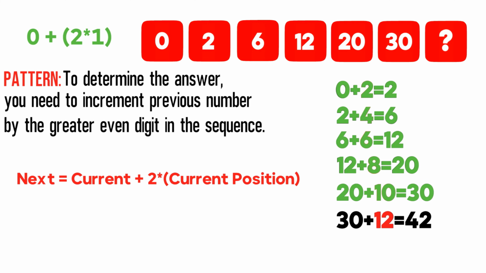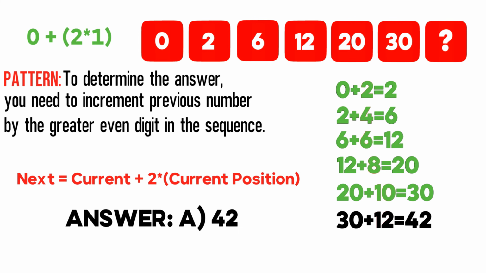And the number after that would be 12, and 30 plus 12 equals 42. The correct choice here is choice A, 42. Hopefully you've nailed this question and now know how to answer similar problems on the test.